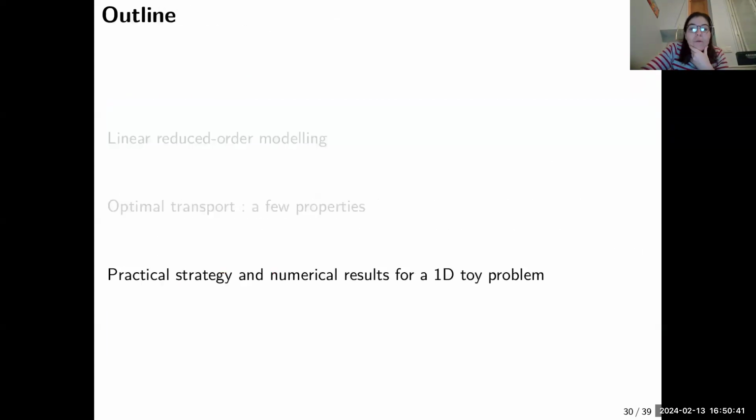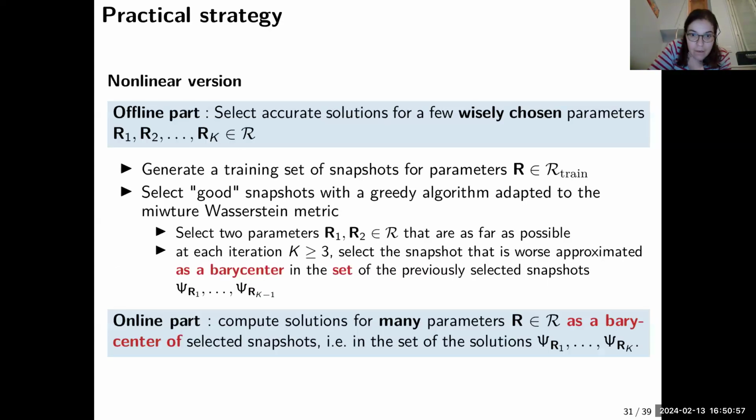So let me just conclude with some numerical results on the one-dimensional toy problem I told you about to illustrate the practical interest of the strategy. So in practice, to develop a nonlinear reduced order model, what we do is a greedy algorithm to select some particular values of the parameter sets. Okay. So it's a greedy algorithm adapted to this modified Wasserstein metric I told you about. But the principle is exactly the same.